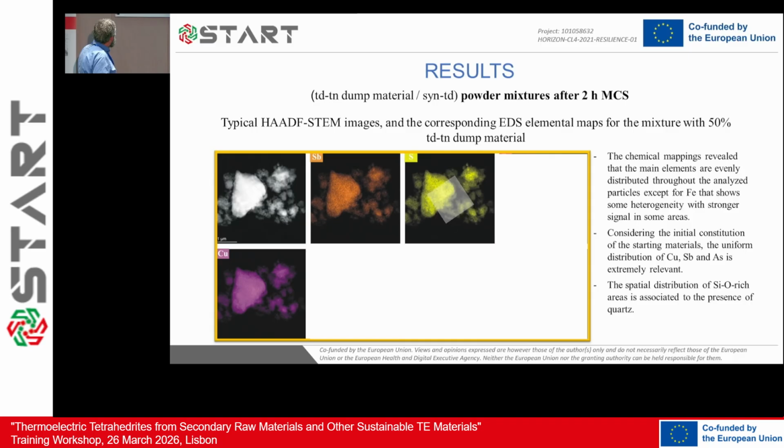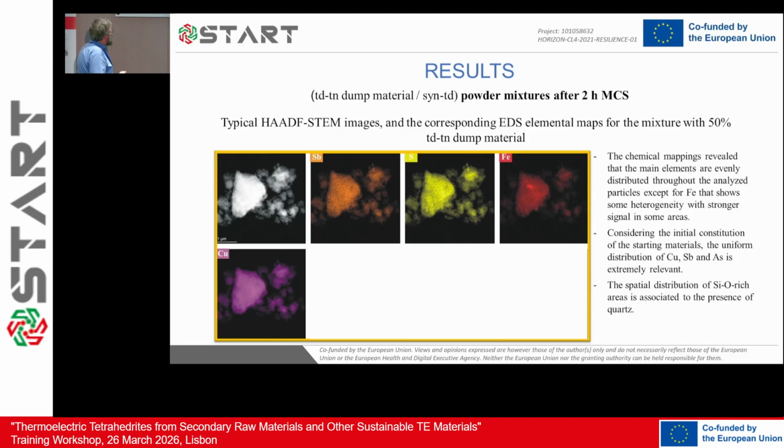Copper is still there, antimony is still there, sulfur is still there, all well mixed. So the ball milling approach, even adding the separate element, worked. We have iron, we put in iron, but we also can see spots here and there of iron because iron was present in the original mineral, actually in the form of pyrite in some cases.